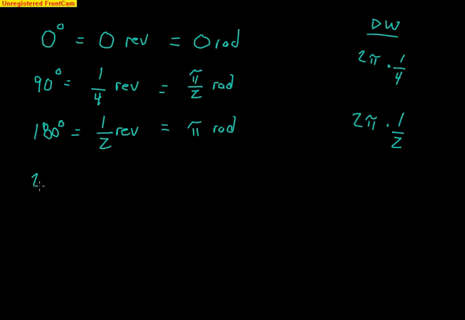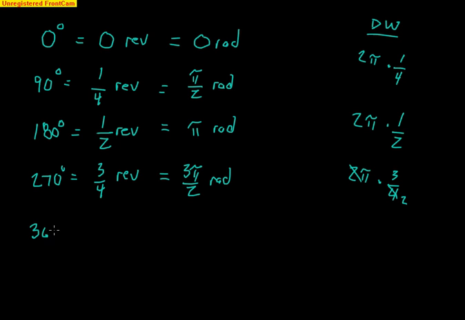270 degrees is 3/4 of a revolution. It's 3/4 of the way around a circle. So let's see here. A full circle is 2 pi radians, times 3/4 would be, the 2 would reduce with that 4, so it'd be 3 pi over 2 radians. Okay, and 360 degrees, one full revolution around a circle, would be 2 pi times 1. We already know that, 2 pi radians.